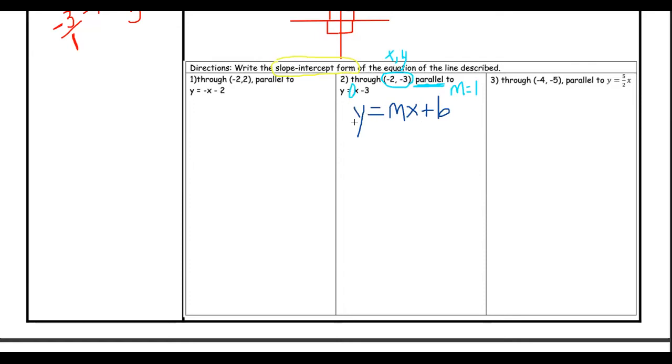What's y? y is -3 equals, m is 1, x is -2, and we don't have b. That's what we will need to solve for so that we can rewrite the equation. Okay, so 1 times -2 is -2.